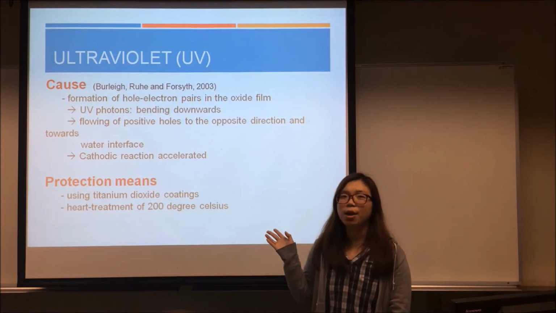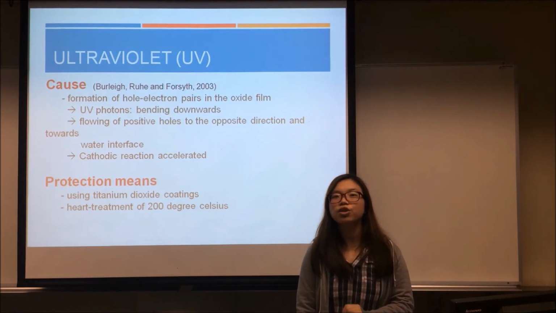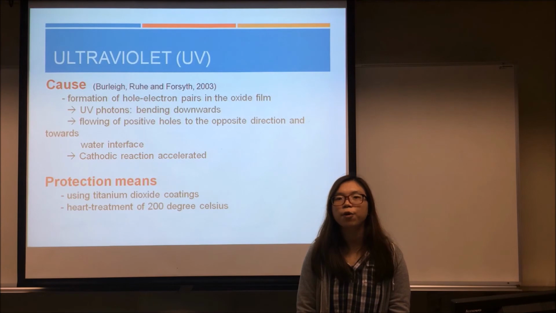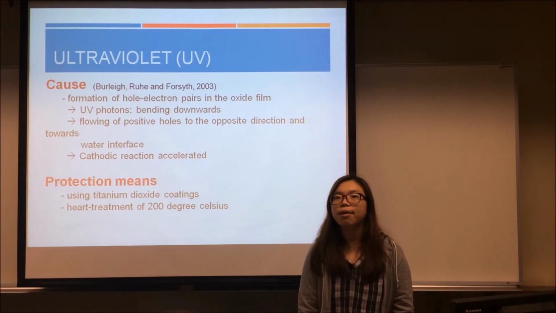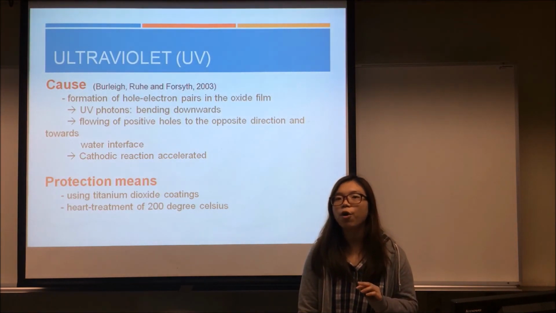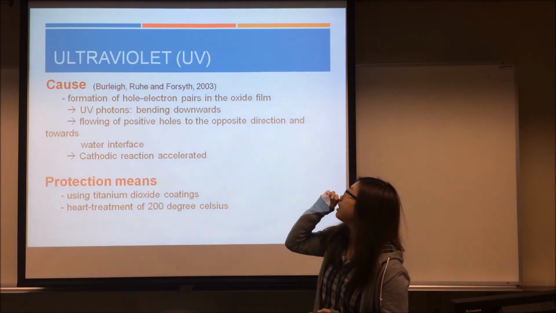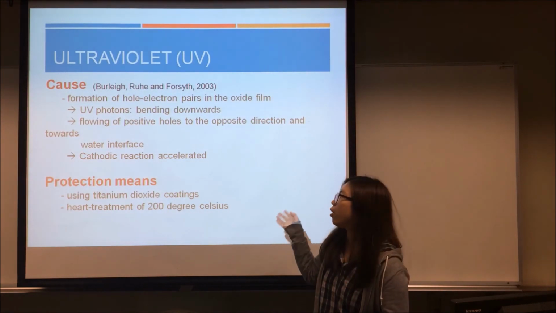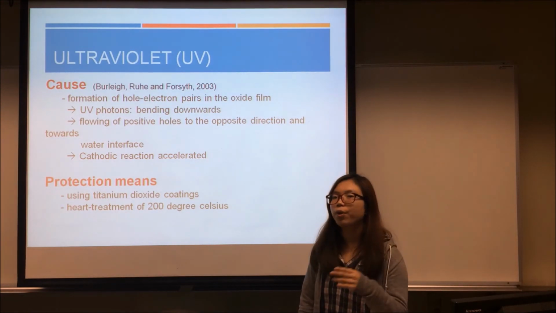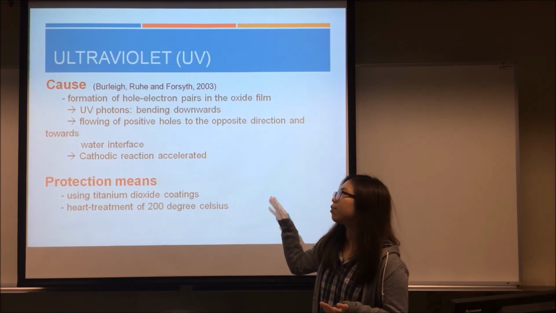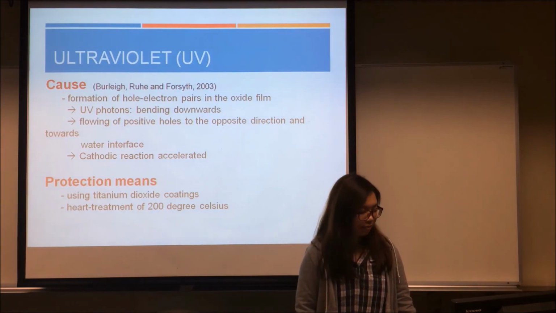The explanation of the above phenomenon is due to the formation of hole electron pairs in the oxide film by the UV photon, leading to the bending downwards of the conduction and valence bands. The dissolution of copper oxide is due to the flowing of positive holes in the opposite direction and towards the water interface, in which the cathodic reaction is accelerated.